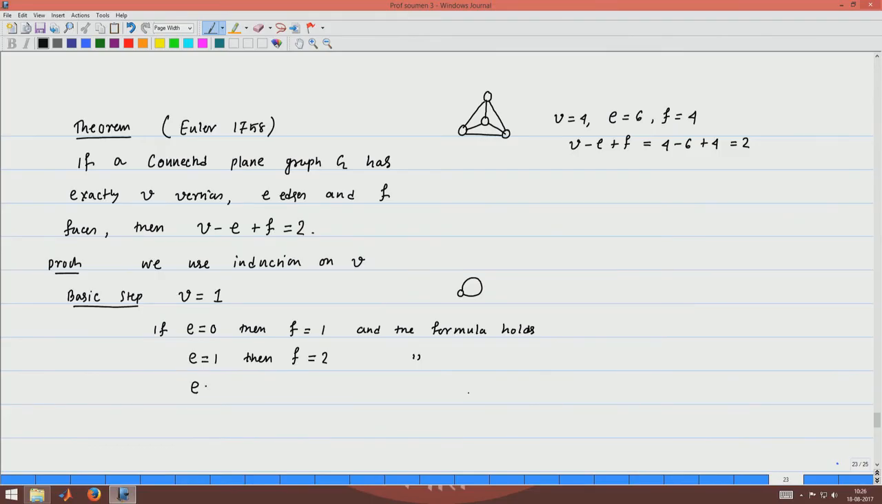If E equal to 2 edges, that can be like this. Now, you can see that this graph has 3 faces, one face here, one face here and one face here. Then F is equal to 3 and the formula holds. And similarly, you can check, you just keep on adding the edges. Once you add one edge, the number of faces also increases by 1. So, the formula will be true always.